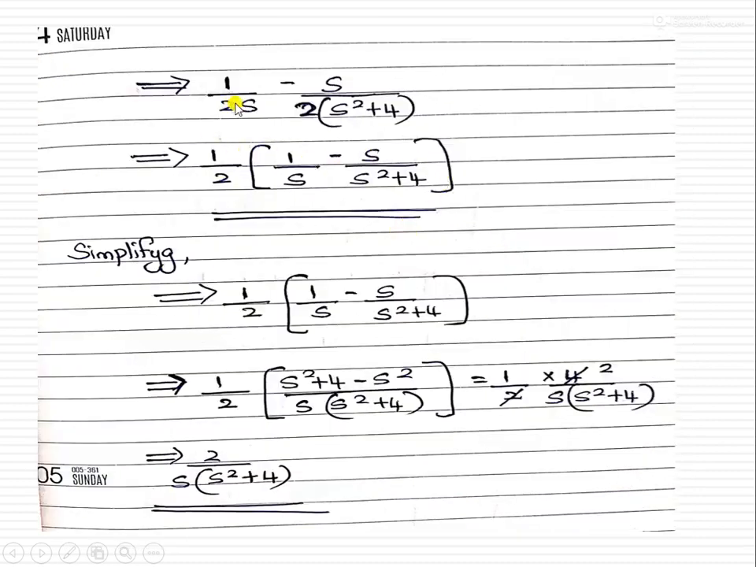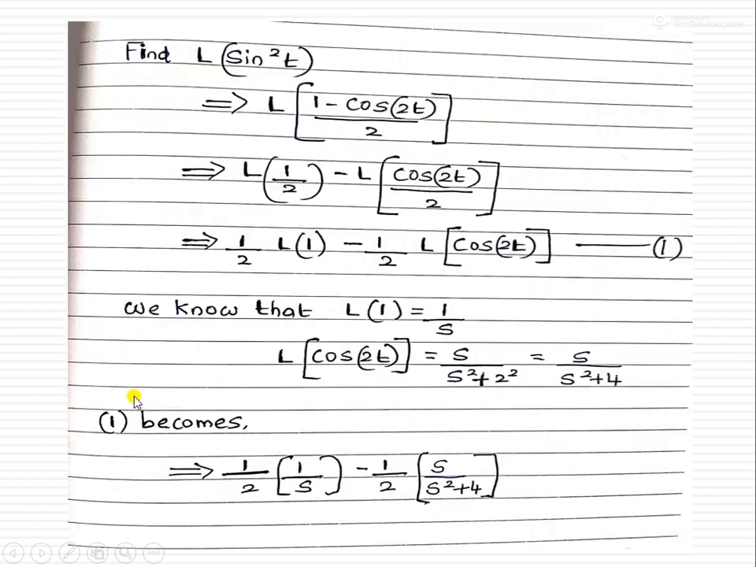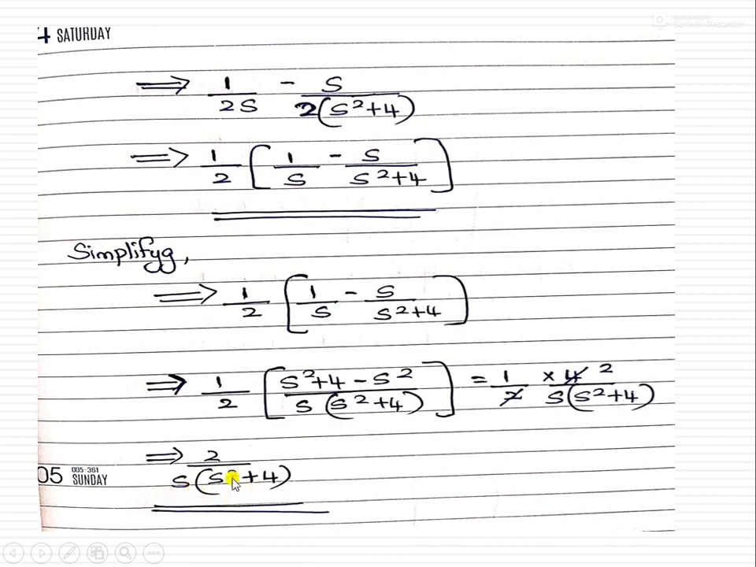So by simplifying, we get half into 1 by s minus s by s squared plus 4, that can be written as half into s squared plus 4 minus s squared by s into s squared plus 4. Then cancelling, we get 2 by s into s squared plus 4. That is, the answer to the question, find the Laplace transform of sine squared t, L of sine squared t equal to 2 by s into s squared plus 4.